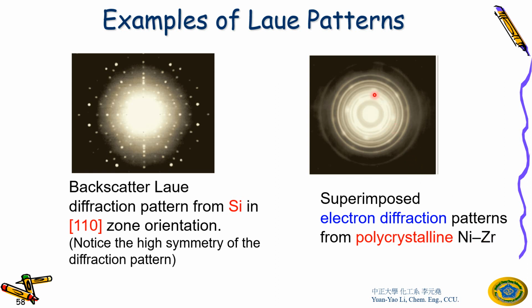You see that there are some spots here. This behavior represents one thing, and there's a ring here. You might say, well, Professor, you just told me spots. You never talked about rings. The rings normally represent polycrystalline. The spots represent single crystal.